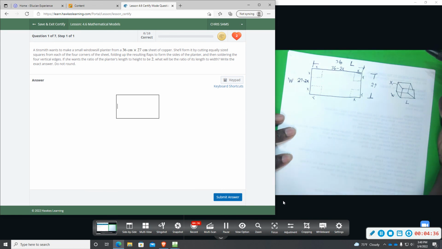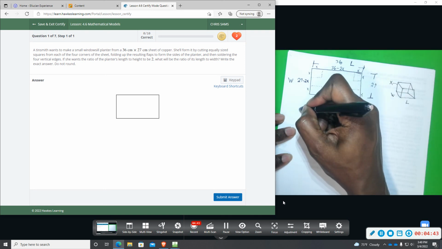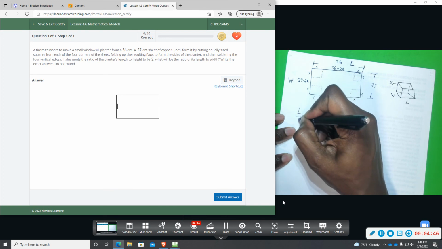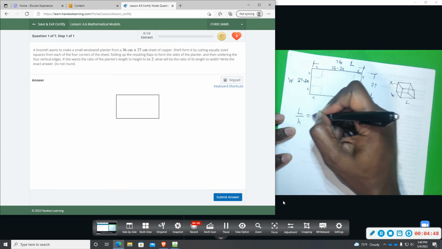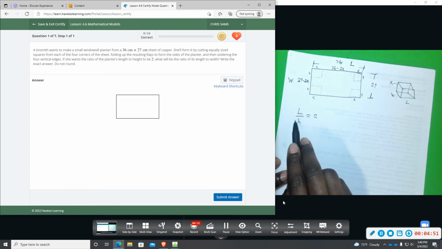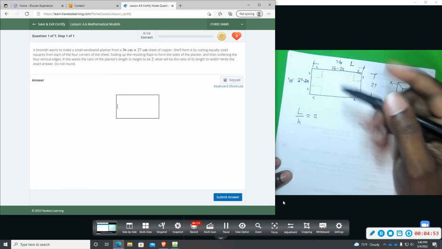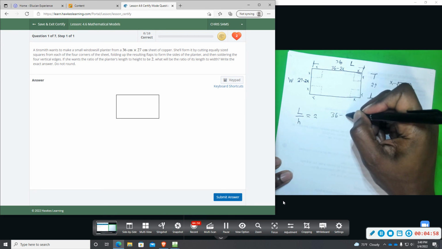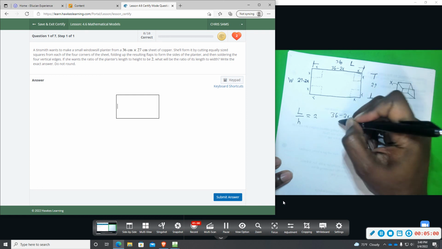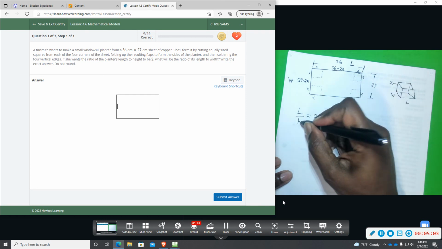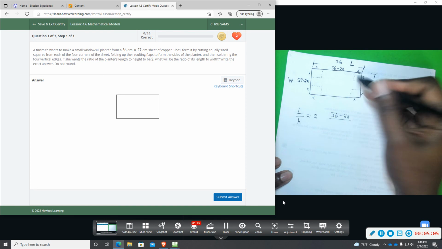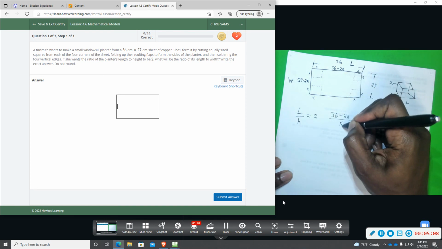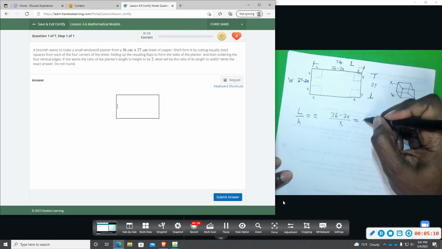And we want the ratio of length to height. So we have length over height, and that is equal to 2. Let's plug in the length. The length we have is 36 minus 2x. And then the height is only represented by a height of x from that folded up corner. And we want this ratio to be equal to 2.